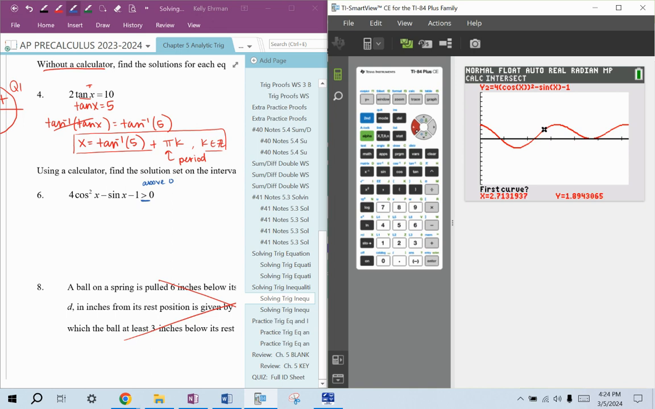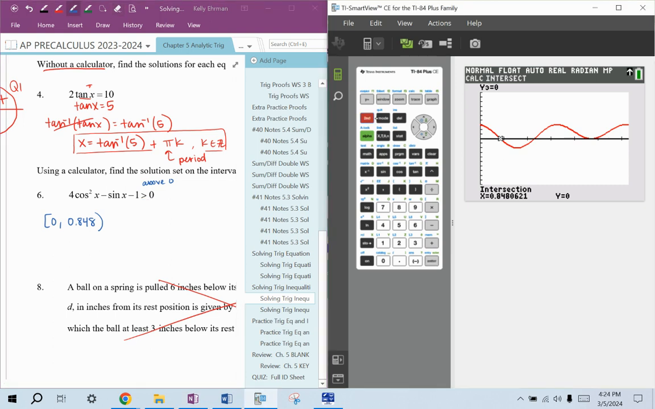I need to get the cursor closer to that first one. All right, so enter, enter, enter. So our first solution set for when this graph is above 0, we include 0, because at 0 the graph is definitely above 0. It's not equal to 0. So I've got 0 to 0.848, with parentheses because this is not equal to.